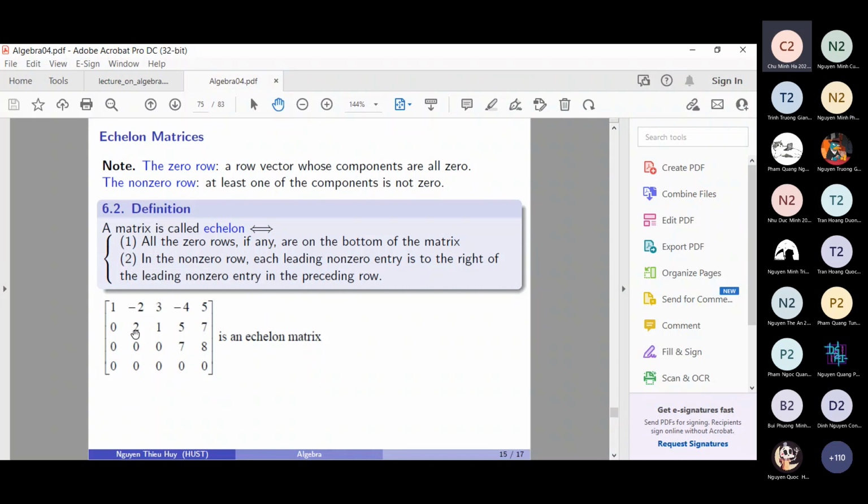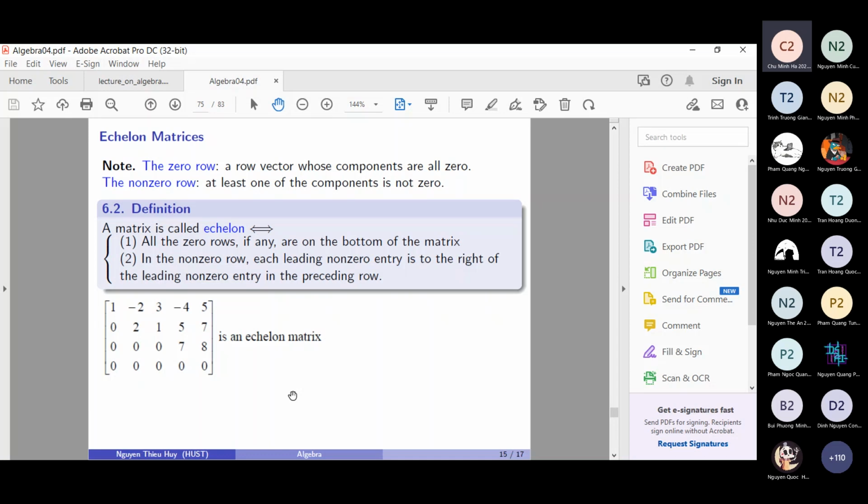And number 2, the leading non-zero entry of this row, should be to the right of number 1 here, because number 1 is the leading non-zero entry of this row, preceding the row containing 2 here. Yeah, it's easy, so it forms some kind of step. We call this echelon. So the pronunciation you can check. Yeah, echelon.